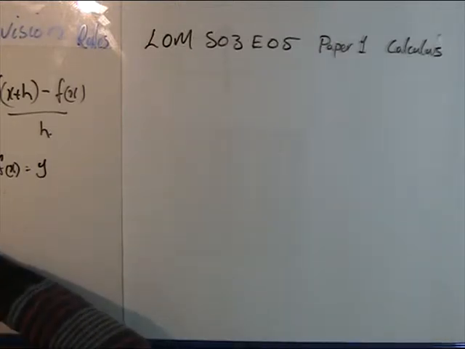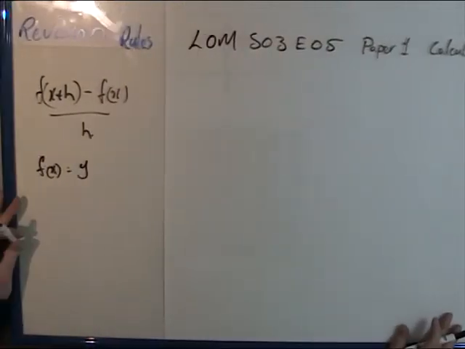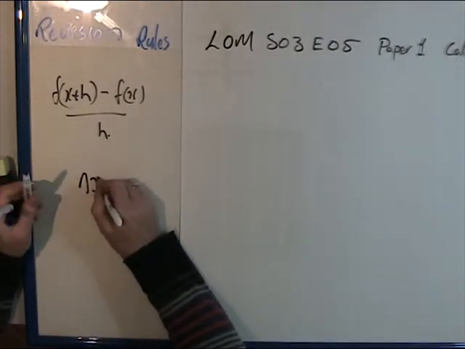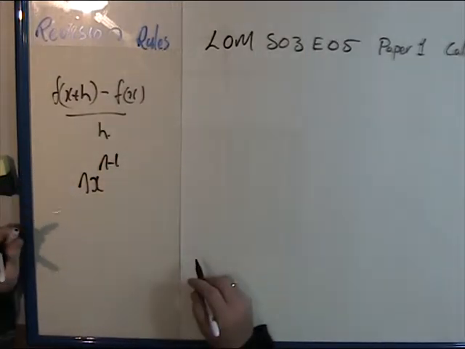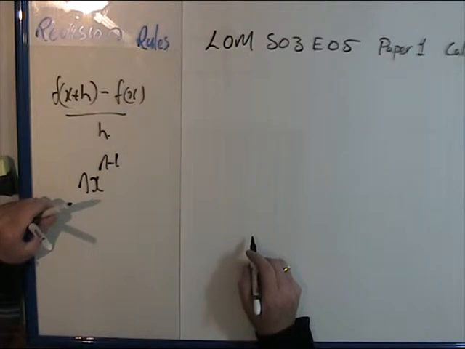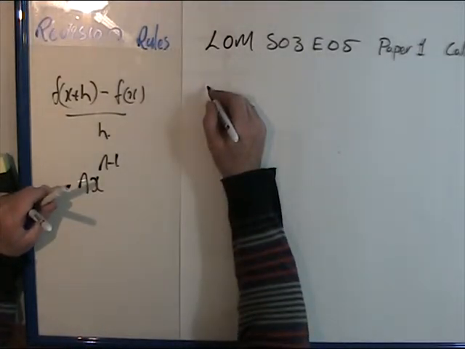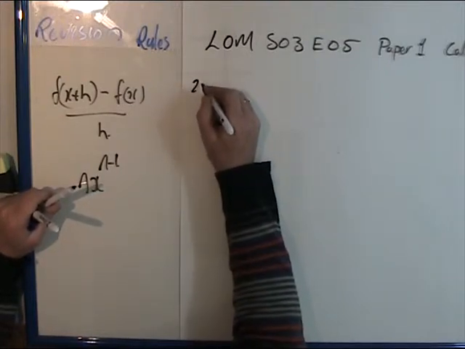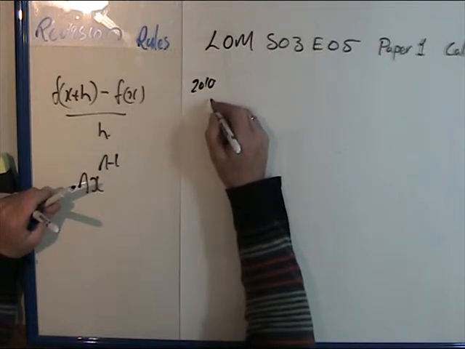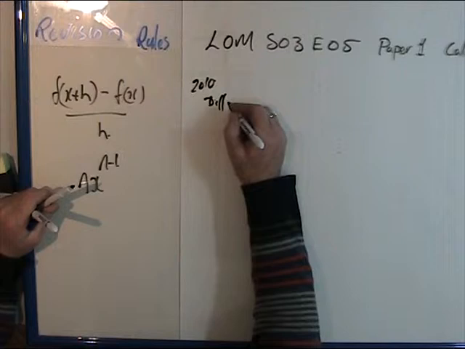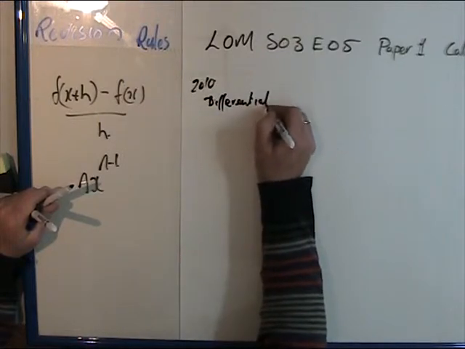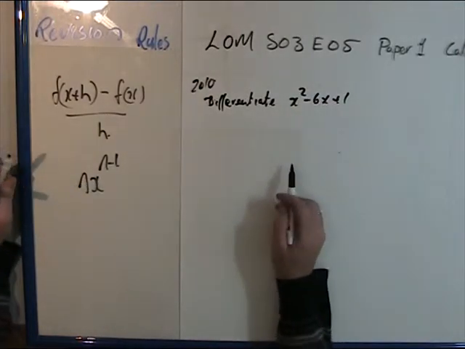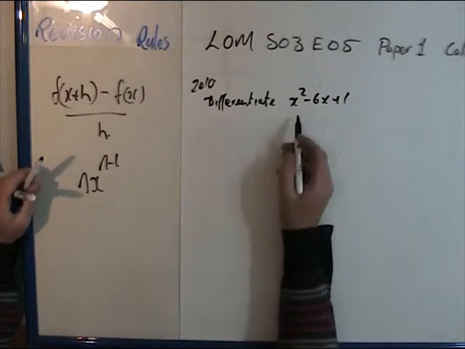Next is by rule. Do you remember the by rule one? It was n times x to the power of n minus 1. So from first principles, we've now moved on to the rule. This is 2010 again, 7a, and it says differentiate. Sometimes it doesn't even say it, it just says differentiate x squared minus 6x plus 1. So the long way is by first principles, but we're going to use by rule.